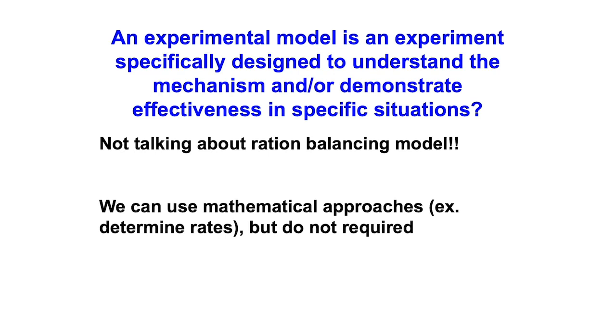But these are sort of the information that we have to make decisions. Now, there's varying quality of information. When we run experiments, there are all these subtle details that we have to consider when we're making our decisions. But this is the information we have to make those evidence-based decisions. So an experimental model is an experiment specifically designed to understand the mechanism and/or demonstrate the effectiveness in specific situations. This is my definition. I'm sure there would be other definitions out there, but this is my definition.